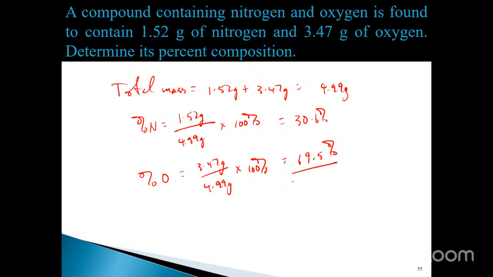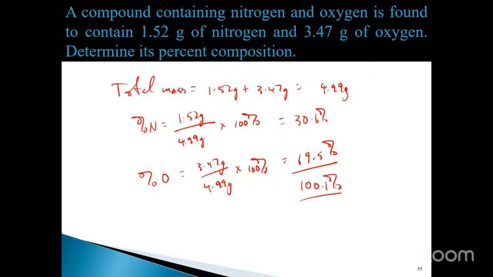69.5 plus 30.6. And in this case, I got 100.1%, which is close to 100. So again, the percentages that you calculated will be valid. All right. So that's another way of determining the percent composition.